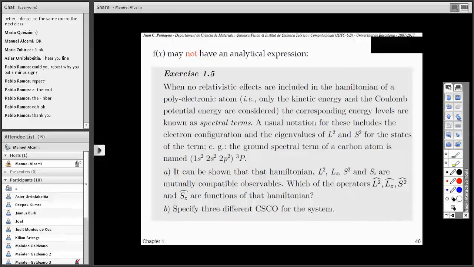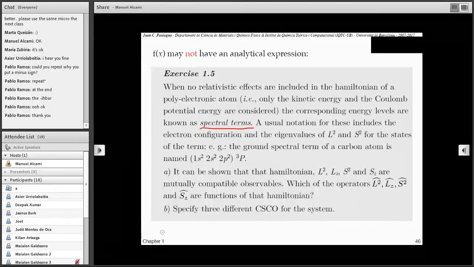When no relativistic effects are included in the Hamiltonian of a polyelectronic atom, that is, we only consider kinetic energy and Coulomb potential energy, the corresponding energy levels are what we call spectral terms. In fact, spectral terms are energy levels for the case that we neglect spin-orbit interactions and other relativistic terms in the Hamiltonian.